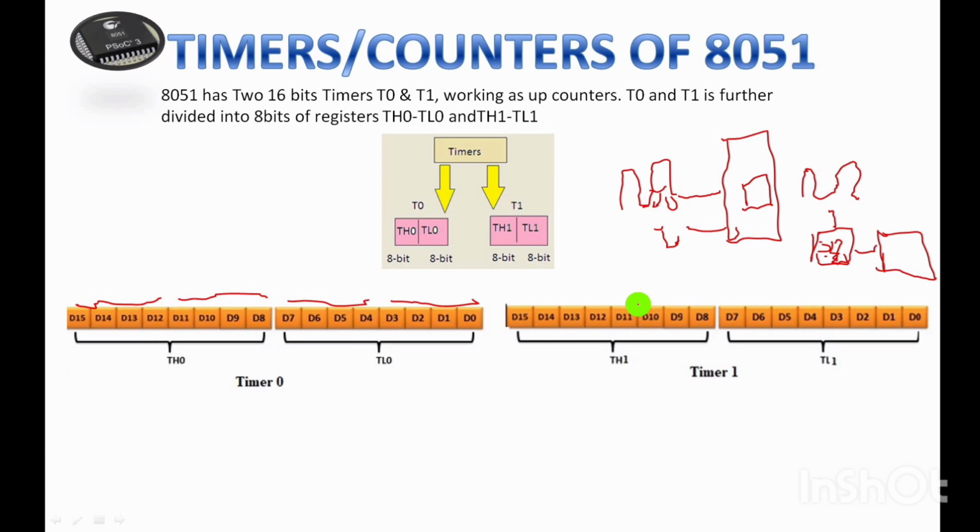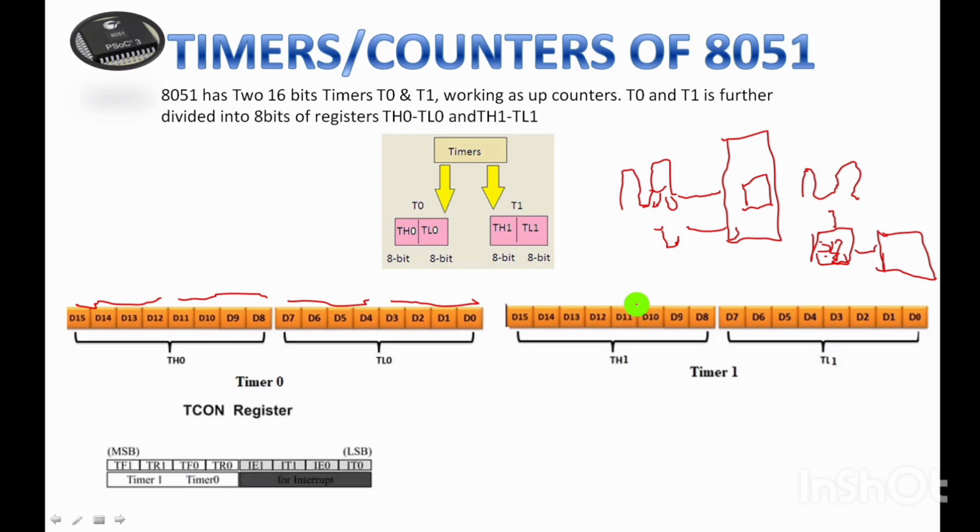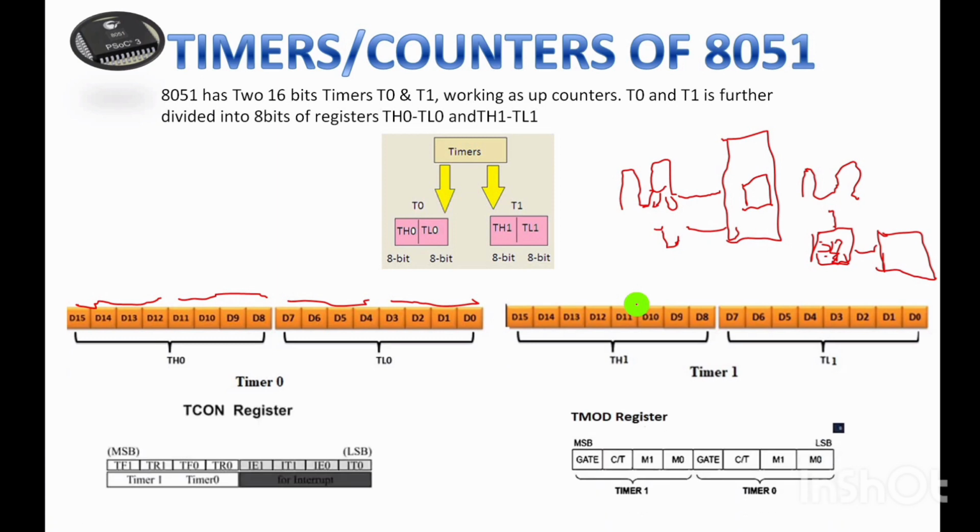For example, if you use it as a 16-bit timer or counter, the starting number is 0000 and the maximum count is FFFF whenever we use it as a 16-bit timer or counter. So to control the operation of a timer or counter, we have to configure the TCON and TMOD registers. TCON means timer control and TMOD means timer mode register. We will see later.